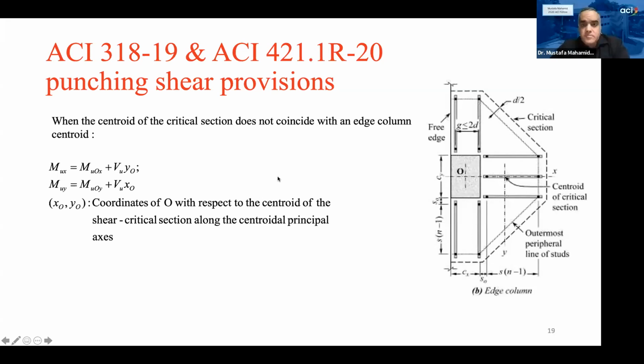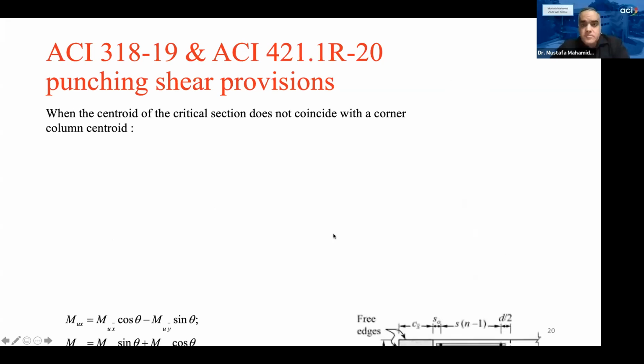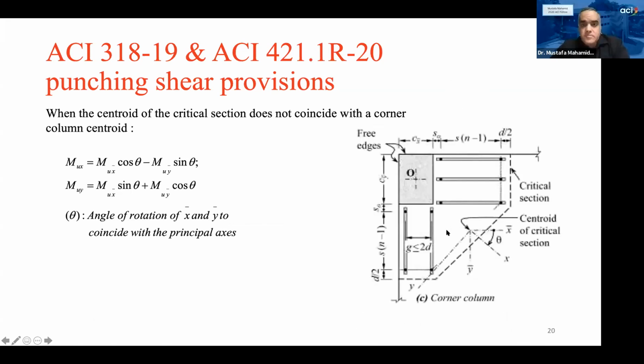And if we have a corner column, that's how we should calculate that. So the centroid of the critical cross section is somewhere here, and then the centroid of the column is 0,0. So calculating Mux and Muy using this equation to be used in the calculation of the Vu equation. Okay. Now, what is the shear strength of the concrete here?